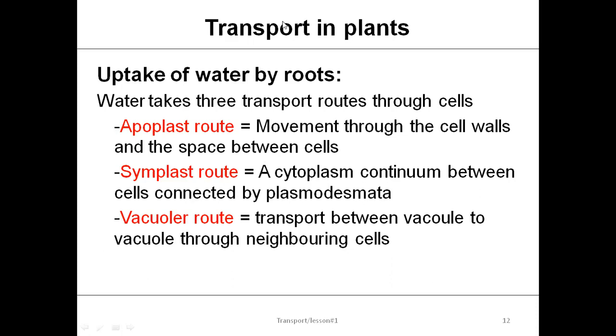Apoplast pathway, movement of water through the cell walls and the space between the cells. Symplast pathway, cytoplasm continuum between cells connected by, matlab it is through the cytoplasm and plasmodesmata are going to be involved. Vacuolar pathway, transport between the vacuole to vacuole from neighboring cells. These are the 3 main pathways by which water is going to be absorbed through the root. Okay.